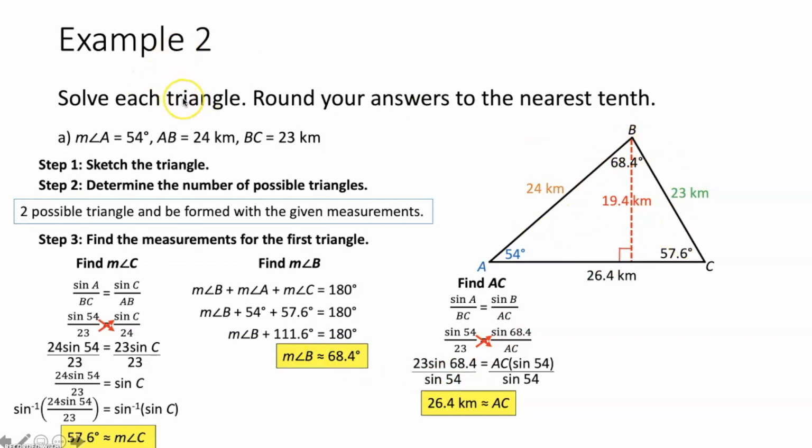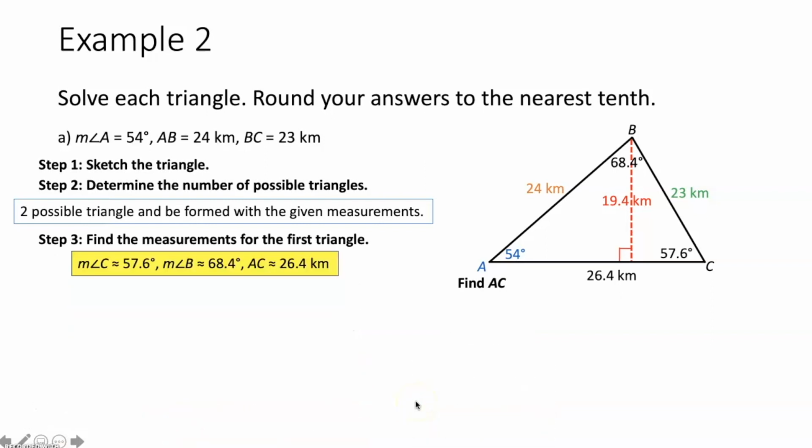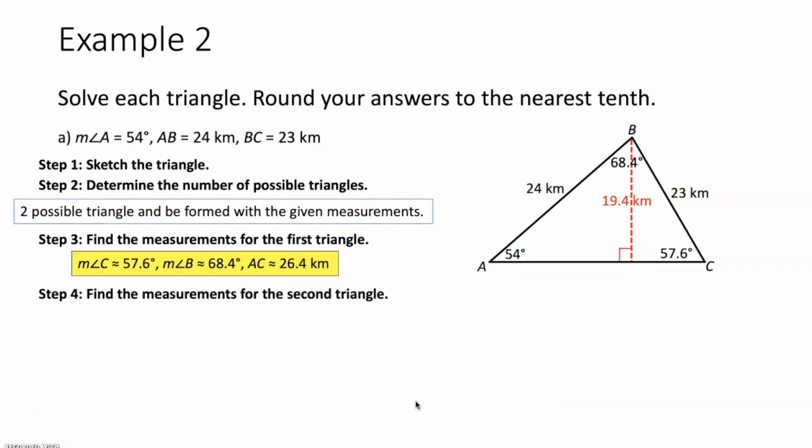So I have solved this triangle. But, as we said before, there are two possible triangles that can be formed with these given measurements. So we're going to take this first answer, leave it up here, and now we need to find the measurements for our second triangle. So let's sketch our second triangle over here.